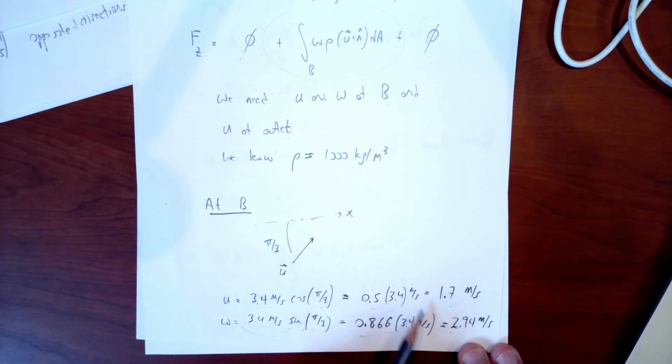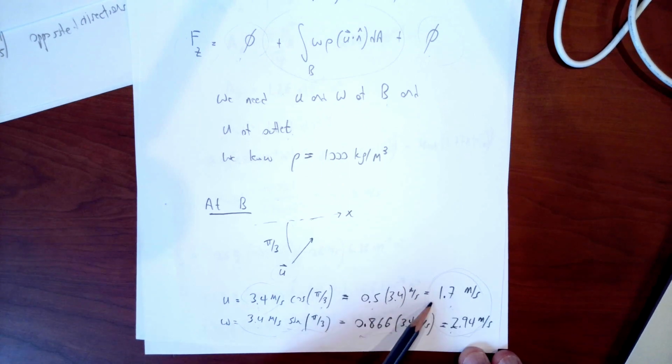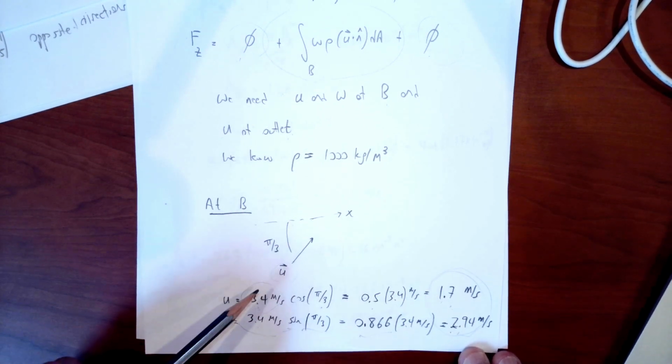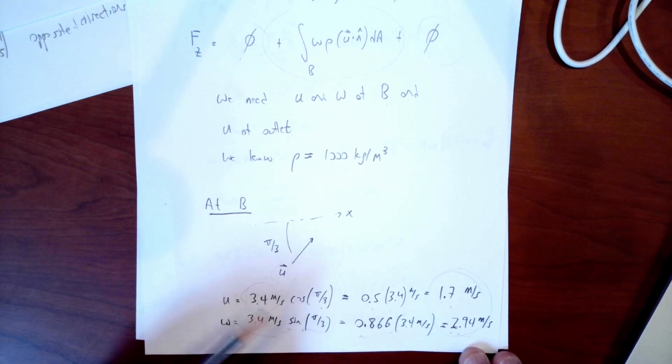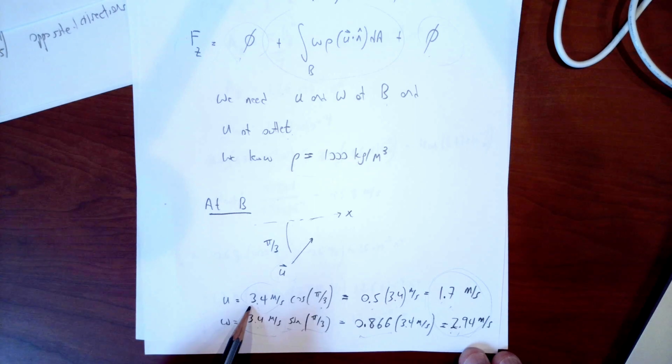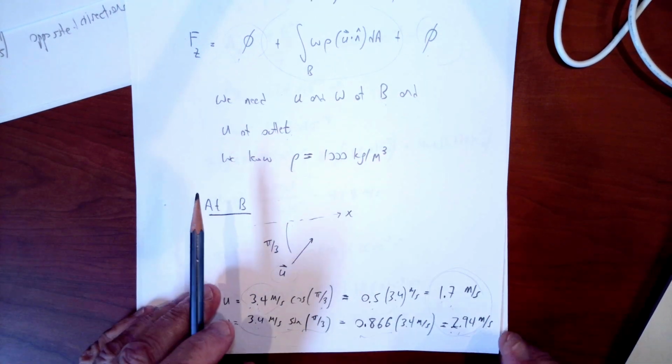I also always check to make sure the magnitude of this vector is equal to 3.4. So I always square this, add them together, and take the square root. It takes me very little time, and it's a very good check to make sure I didn't screw something up. It should come out to 3.4, and it does. So in this case, I've got my two velocities at the B surface, my x and my B velocity.